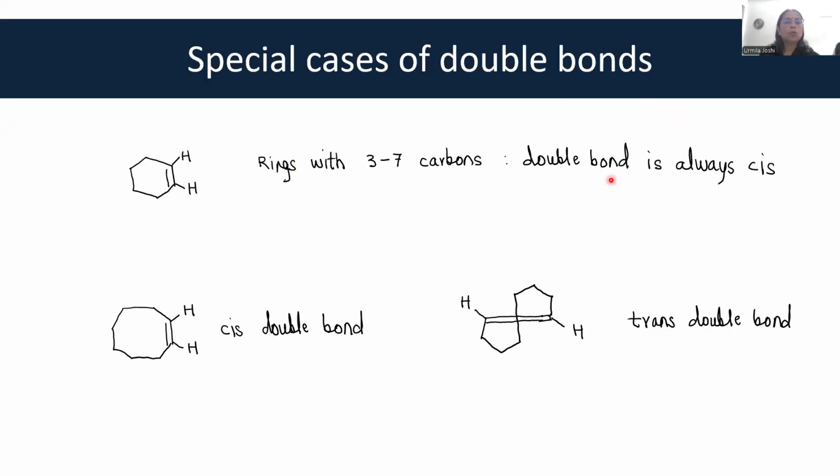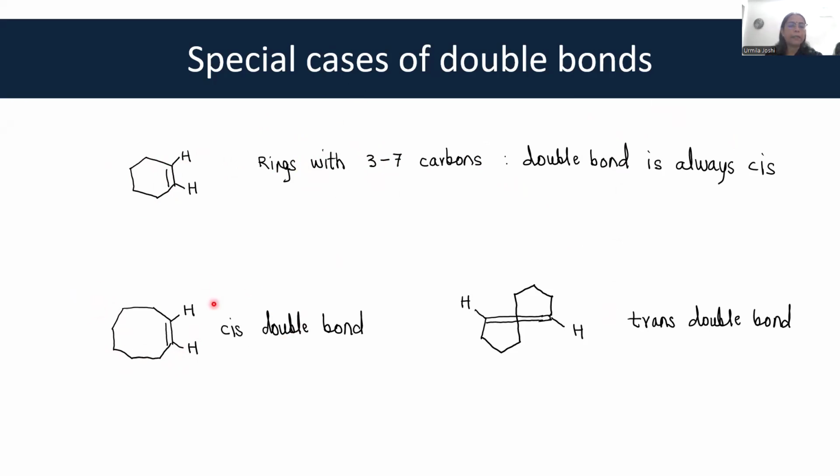Now coming to special cases of double bond. Okay, this is cyclohexene. Any ring with 3 to 7 carbons, the internal double bond, the double bond present inside the ring, is always cis. It cannot be trans because the number of atoms are not sufficient so as to permit a trans double bond. This will be more clear over here.